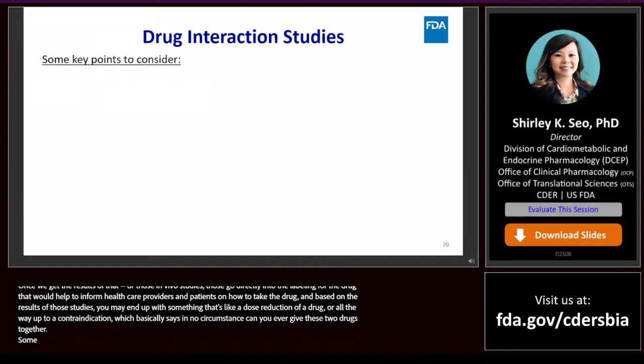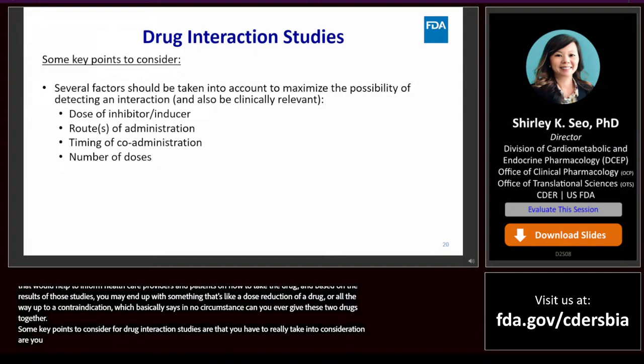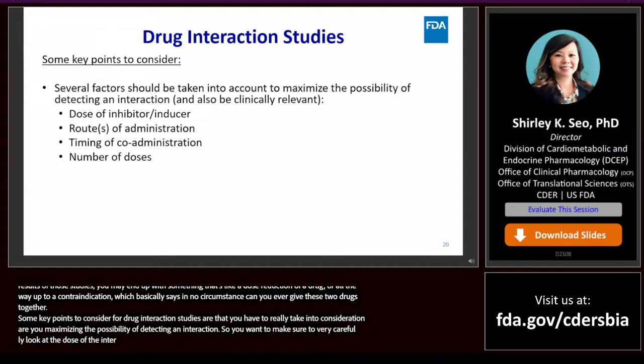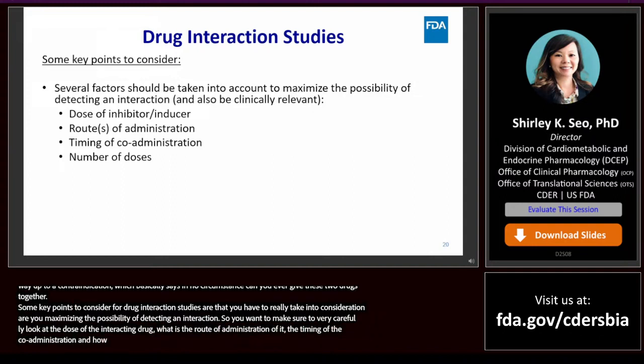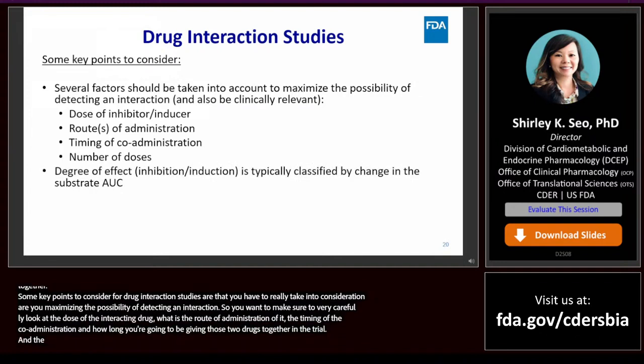Some key points to consider for drug interaction studies are that you have to really take into consideration, are you maximizing the possibility of detecting an interaction? So you want to make sure to very carefully look at the dose of the interacting drug, what is the route of administration of it, the timing of the co-administration, and how long you're going to be giving those two drugs together in the trial. And the degree of the effect is typically classified by a change in the substrate AUC.